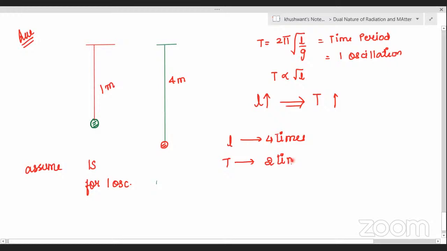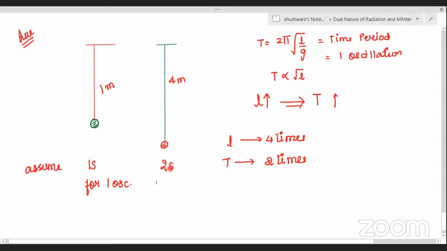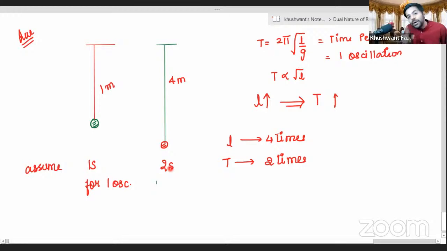Yes, sir. So this is what is happening. Initially, if it was taking 1 second, how much will it take now? 2 seconds. But we are still measuring that as 1 second, because what did we know until now? That one oscillation takes 1 second, right? So 2 seconds will pass, but what we will measure is still 1 second. One oscillation.